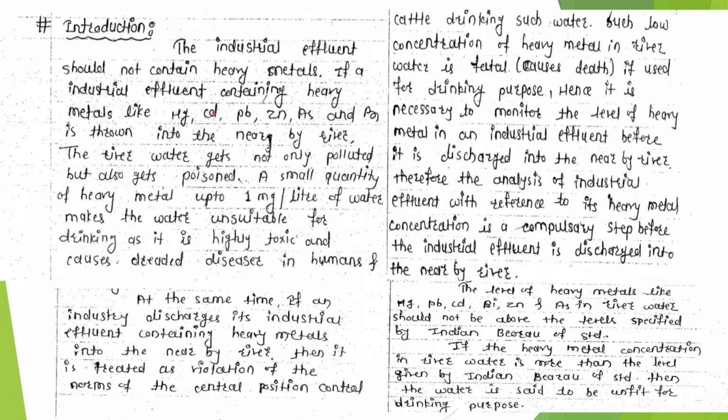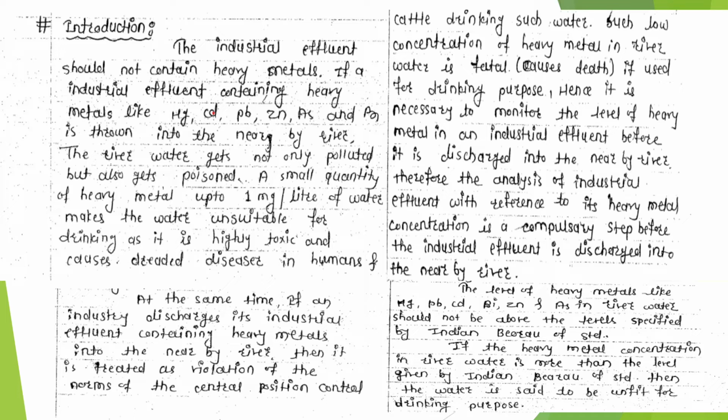For that, the analysis of this industrial effluent is required to determine how much heavy metal is present in the given industrial effluent. So the first step, before discharging this water into the water bodies, is to carry out the analysis of this industrial effluent, process it, and remove the heavy metals. At the same time, if an industry discharges its industrial effluent containing heavy metal into a nearby river, then it is treated as a violation of the norms of the Central Pollution Control Board. So it is a violation of the rule if we are not removing such heavy metals from the industrial effluent.